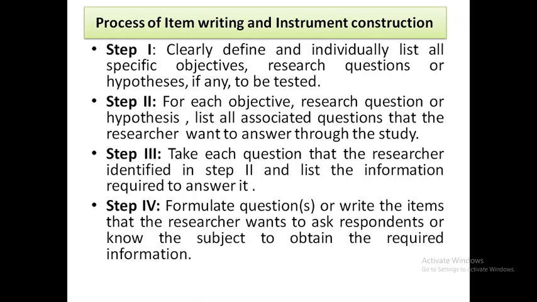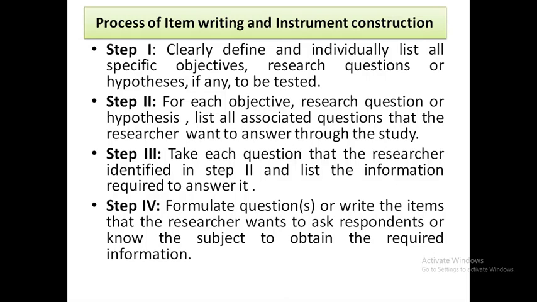Step 2. For each objective, research question or hypothesis, list all associated questions that the researcher wants to answer through the study. In step 3, take each question that the researcher identified in step 2, it means the research questions, and list the information required to answer it. Then after that, formulate questions or write the items that the researcher wants to ask respondents or subjects to obtain the required information.